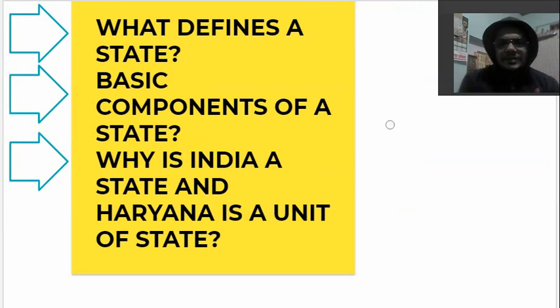Now, three questions will be answered in this class, and you will also understand the meaning of these: what defines a state, what are the basic components of a state, and why is India a state and Haryana is a unit of state.